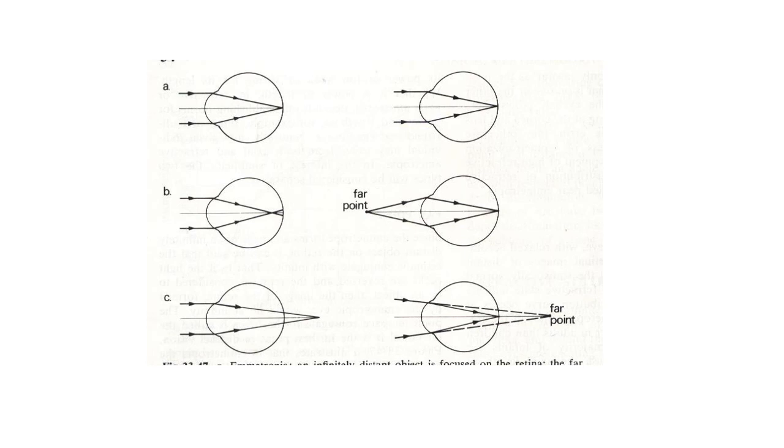So the image can be on the retina, emmetropia. The image can be in front of the retina, that is called myopia, and the image can fall behind the retina, that is hypermetropia. And you are correcting this refractive error by the process of neutralization, which we have seen in the last lecture.